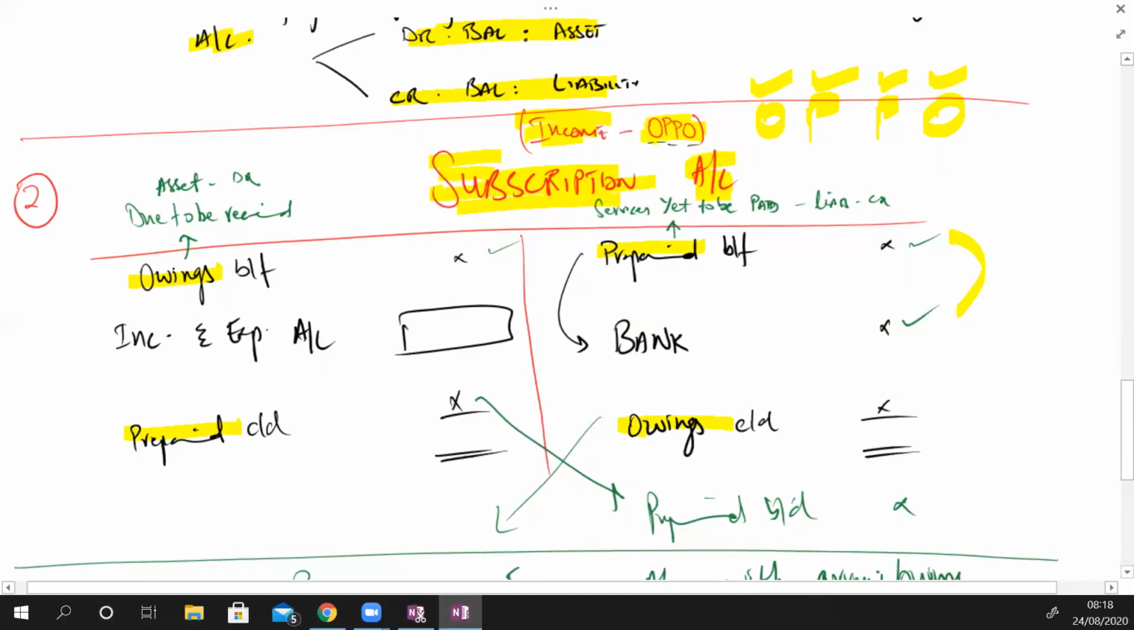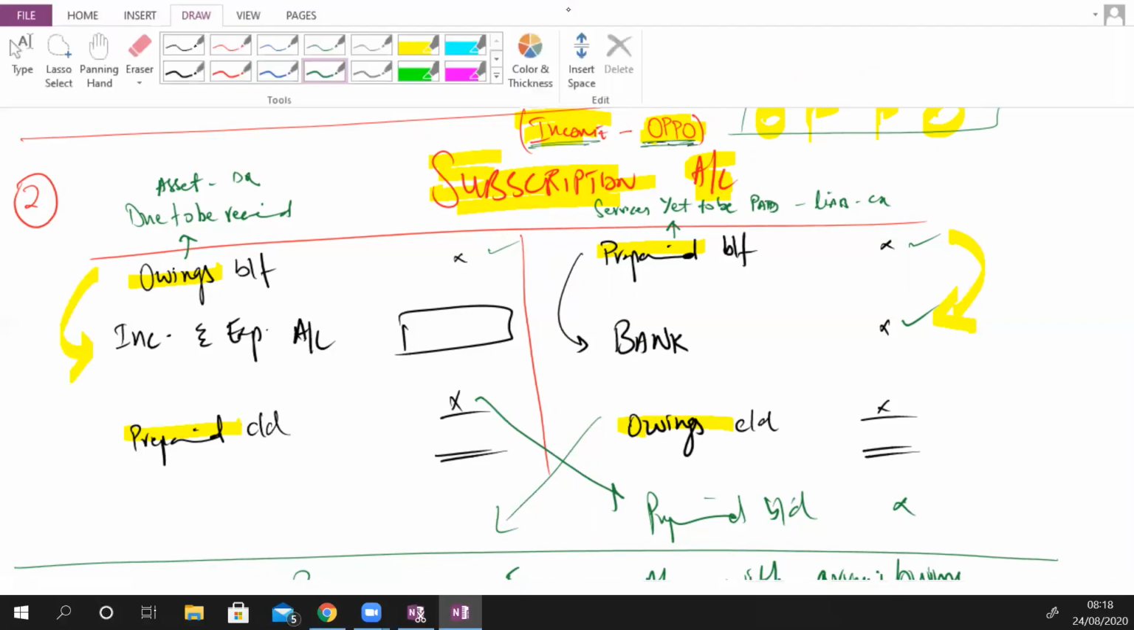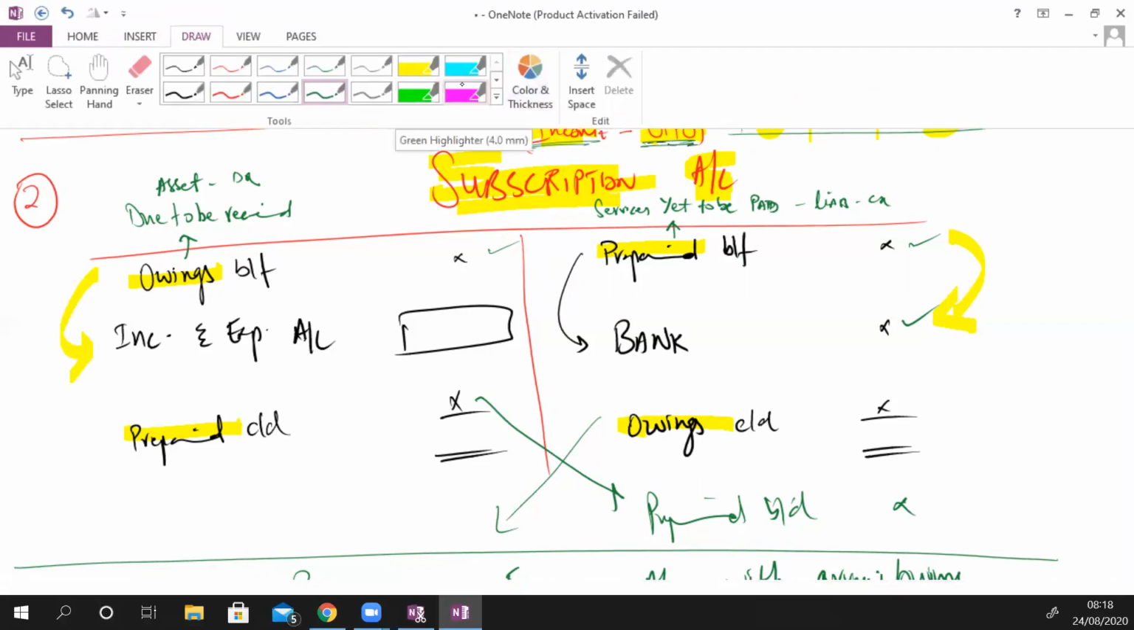Prepaid के नीचे बैंक और owing के नीचे charge to income statement. ठीक है? So remember, whenever you have to prepare a subscription account, an income account is prepared using OPPO. Okay. Why is it? I had explained it in the last session as well. I'm gonna do it now.